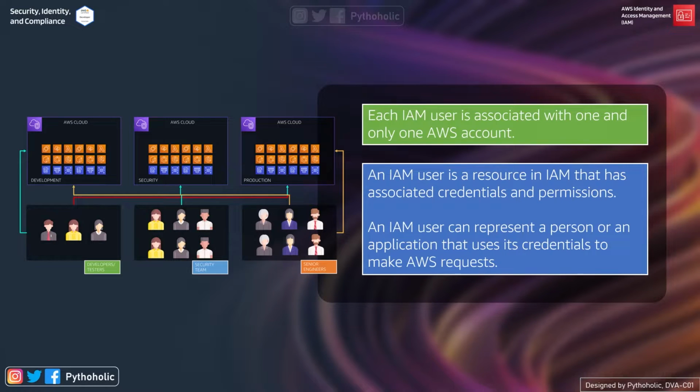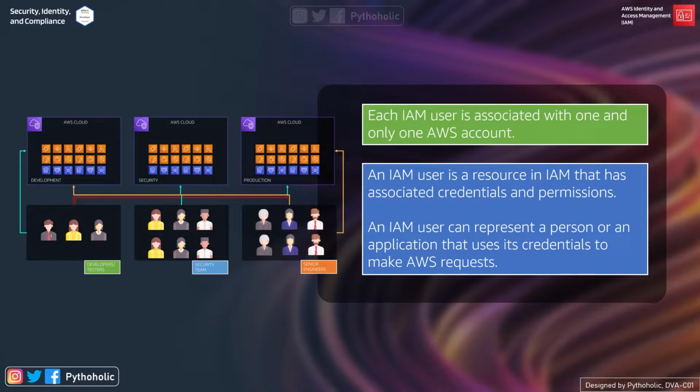Secondly, an IAM user is a resource in IAM that has associated credentials and permissions. An IAM user can represent a person or an application that uses its credentials to make AWS requests. Remember this. And if you are a user, then you can log into your AWS account using your SSO or STS, or even by using your credentials to perform the operation. But what if you're working on a deployment where you have to perform operations on other accounts? You don't need to log into each and every instance across all the AWS accounts and then perform the operation. That would be tedious, isn't it? So we can create roles, assume the role, and with enough permission, we can perform the operations we want.